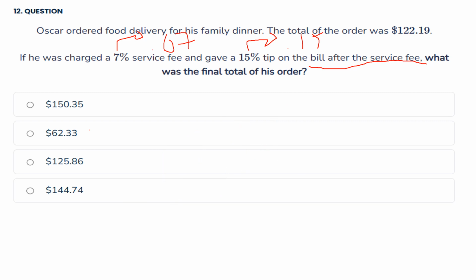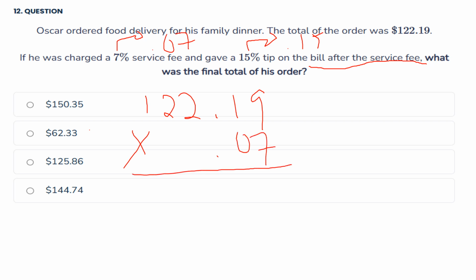All right, now that I turned my percentages into decimals, now I can start doing some multiplication because that's what needs to be done to solve this problem. So we're going to start with the total order of the bill before the service fee and the tip. So we have 122.19 times, and we're going to do the service fee first, 0.07. All right, let's do the multiplication.